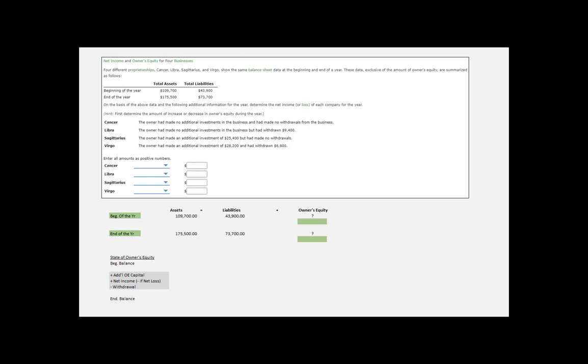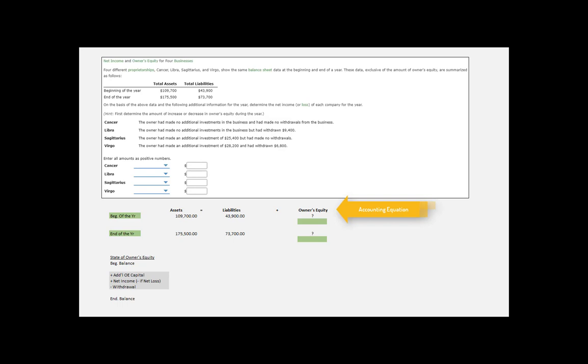This video goes over exercise 15, which many students have trouble with. Total assets and total liabilities are given in the problem. We know that assets equals liabilities plus owner's equity. That's the accounting equation. And if assets and liabilities are given, what is missing? What's missing is owner's equity.